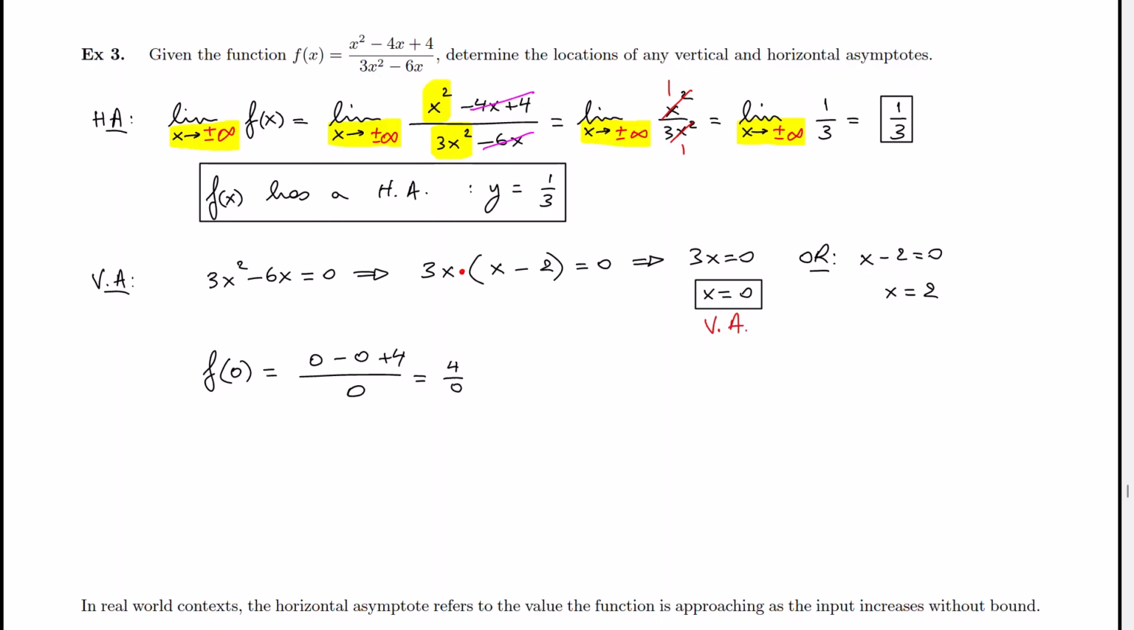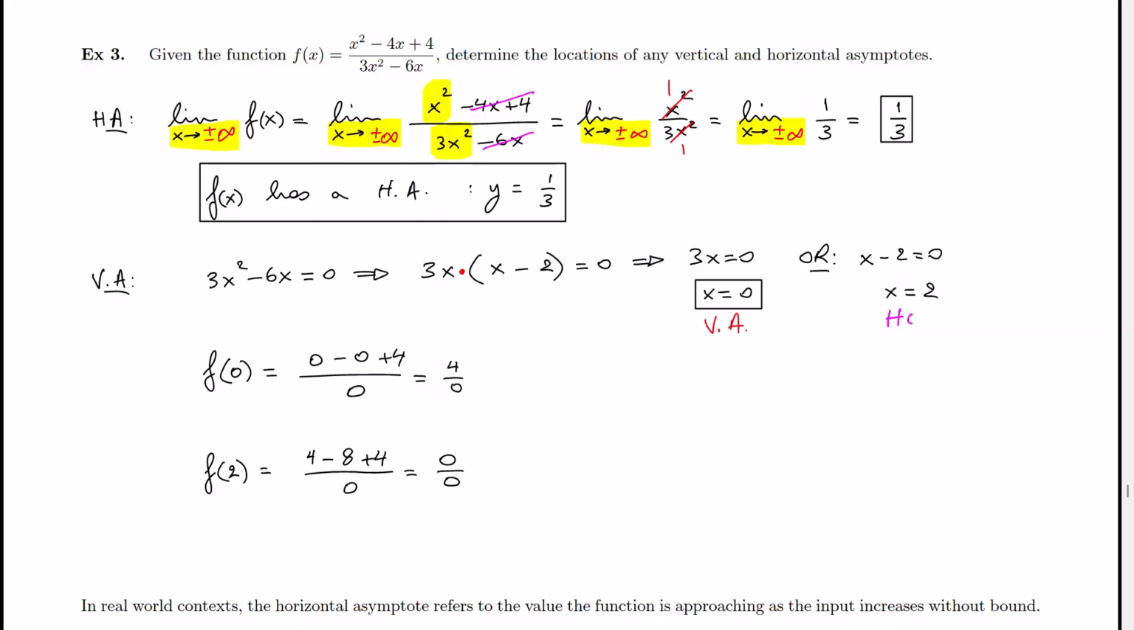Now, let's try to do the same thing with 2. If I plug 2 into the numerator and denominator, I'll end up with 2 squared, which is 4, minus 4 times 2, which is 8, plus 4, all divided by 0 again. And 4 minus 8 plus 4 will be 0 over 0. So this has the form of 0 over 0. So what does that mean?